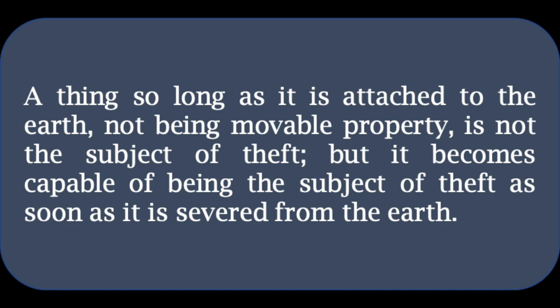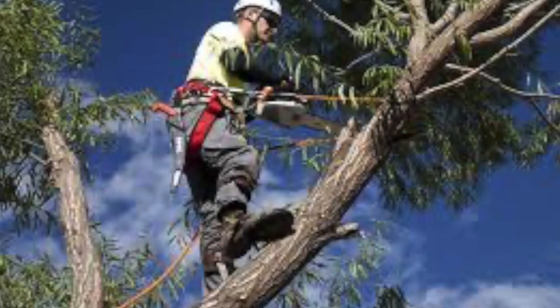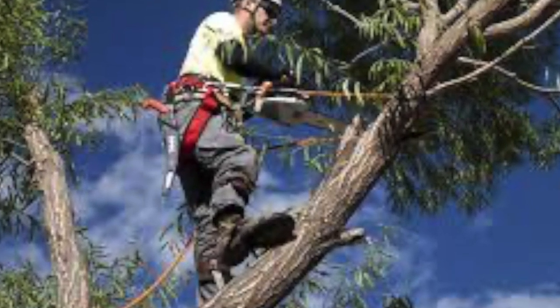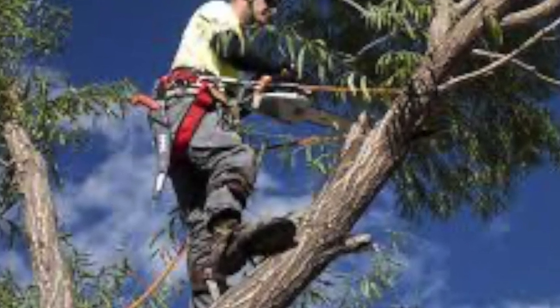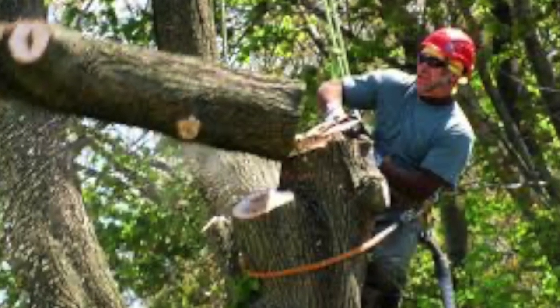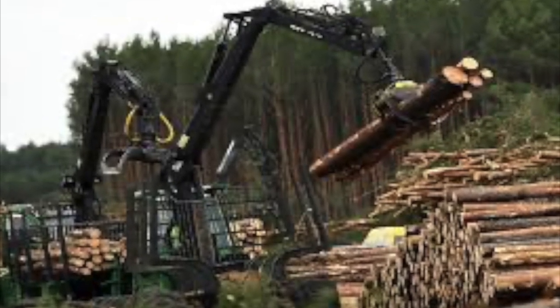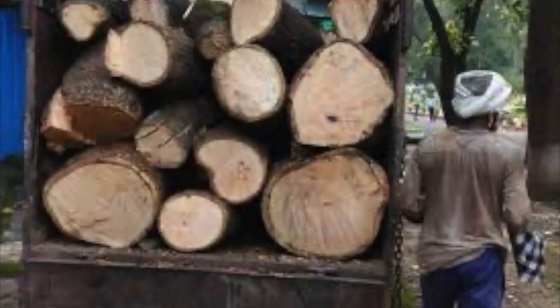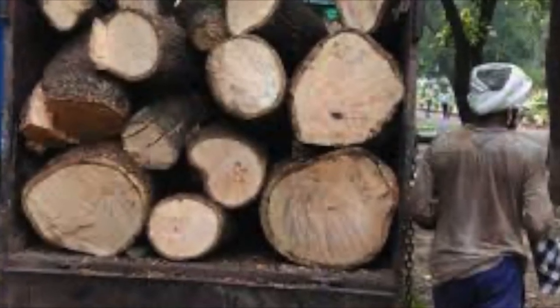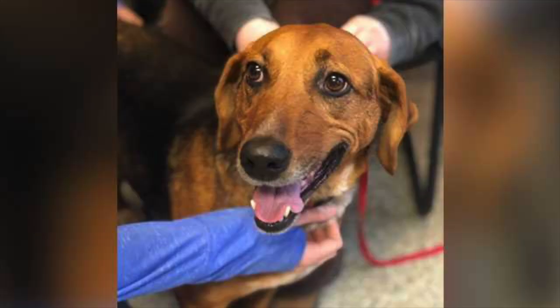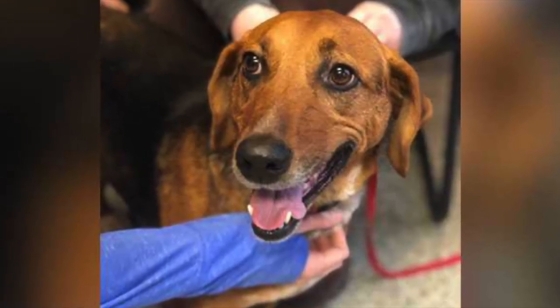Anything, so long as it is attached to the earth, not being movable property, is not the subject of theft. But it becomes capable of being the subject of theft as soon as it is severed from the earth. For example, if A cuts down a tree on Z's ground with the intention of dishonestly taking the tree out of Z's possession without Z's consent, here as soon as A has severed the tree in order to such taking, he has committed theft. Now the next example is related to animals.